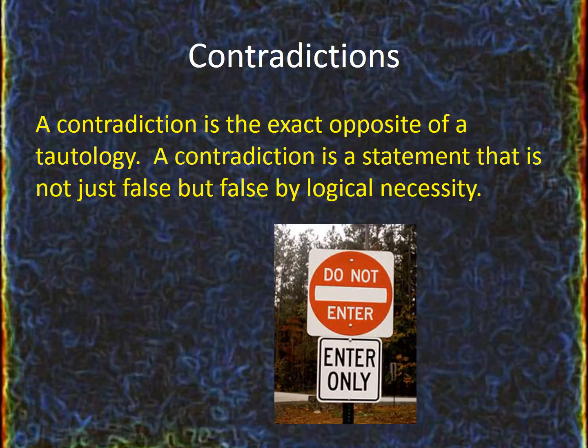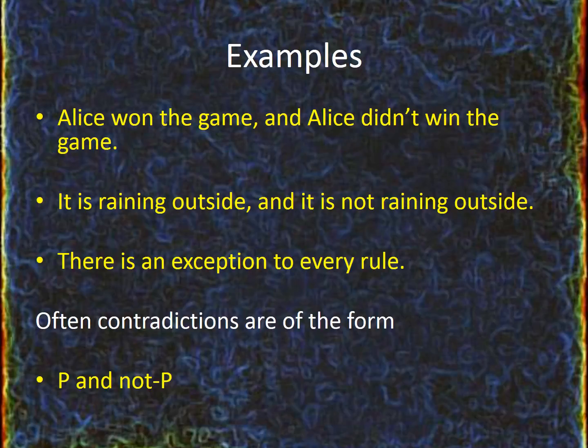Okay, contradictions are the exact opposite of a tautology. A contradiction is a statement that is not just false, but false by logical necessity. So here are some examples of contradictions. Alice won the game, and she didn't win the game. It's raining outside, and it is not raining outside. Lots of times these look like this: P and not P. So you can't have something be true and be not true at the same time. This is called the law of non-contradiction. It's a basic rule of logic.